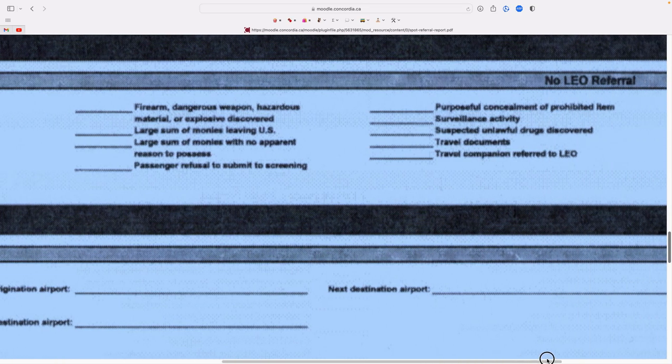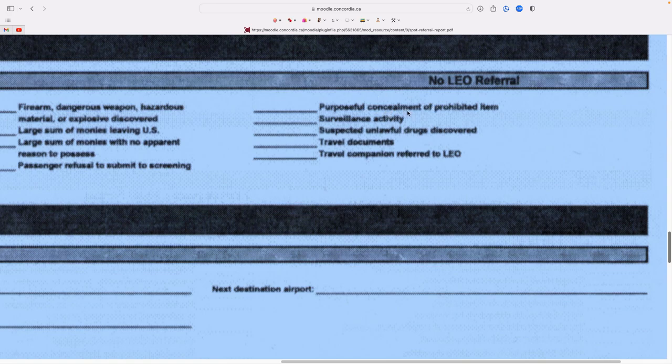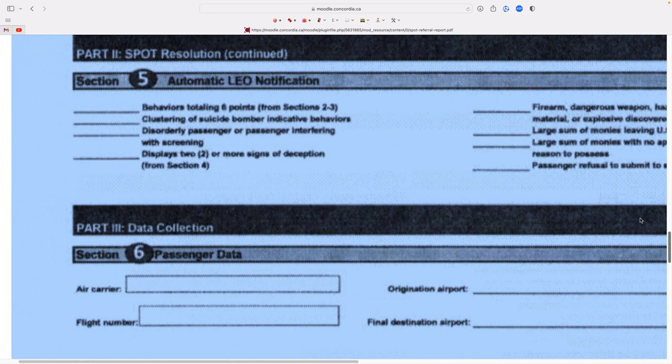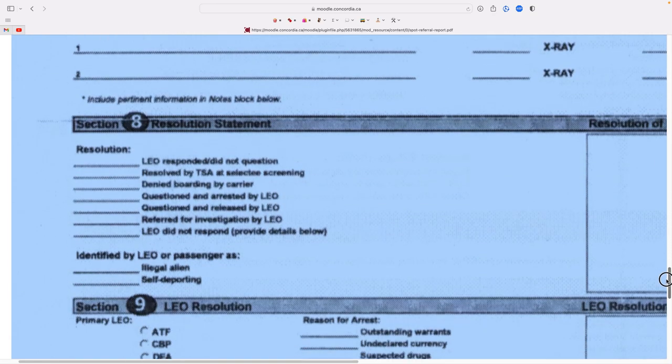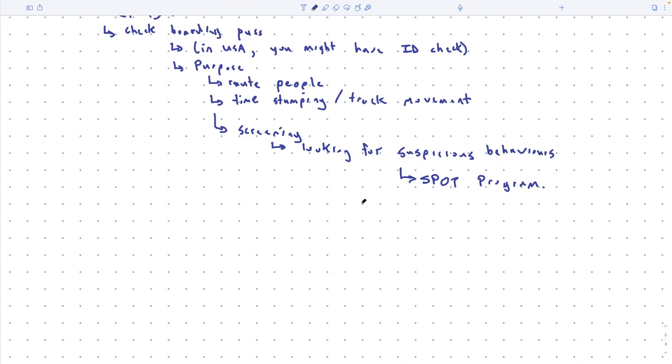and no reason to have that much money. If you just refuse to submit to screening. If you have something that you're not allowed to travel with and you're hiding it and it's obvious, unlawful drugs, if you're doing surveillance, travel documents. I mean, everyone has travel documents, so it probably means fake travel documents or things like that. And if you're traveling with someone and they exhibit these signs, then you're going with them essentially. So anyways, this is good to know for next time you go through the airport, you'll be careful how often you yawn and how flushed your face is and things like that.